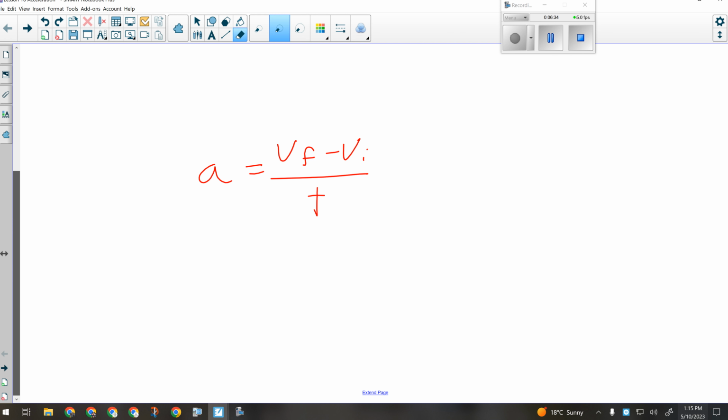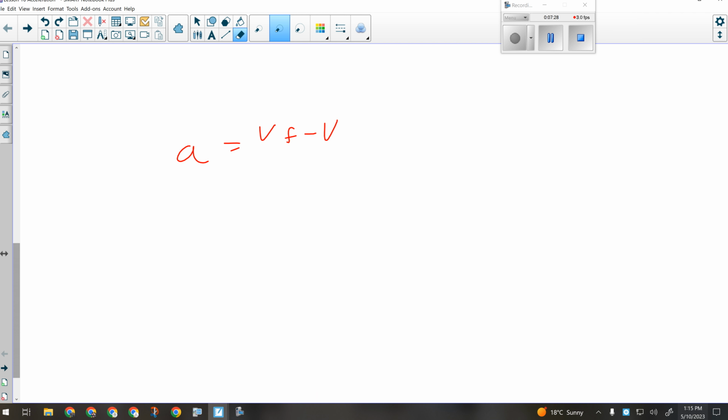What if I want to solve for VF? What should I move first?